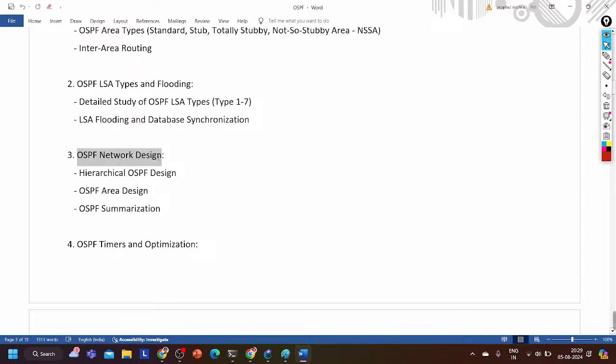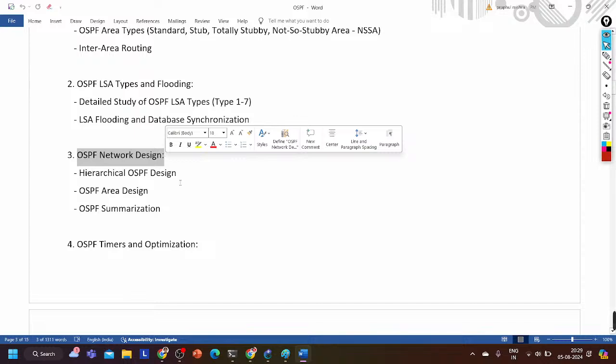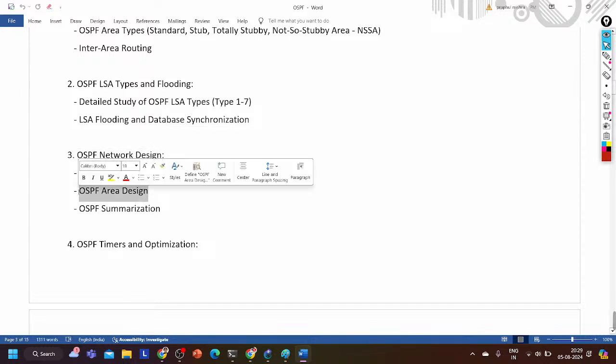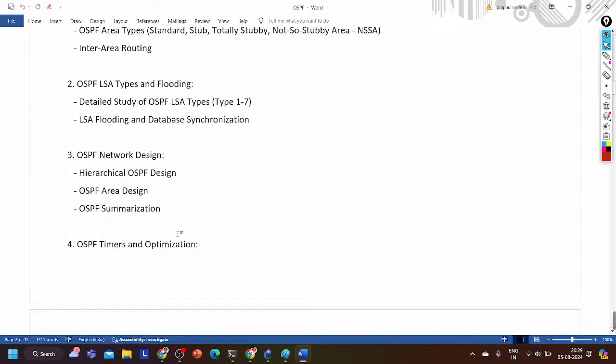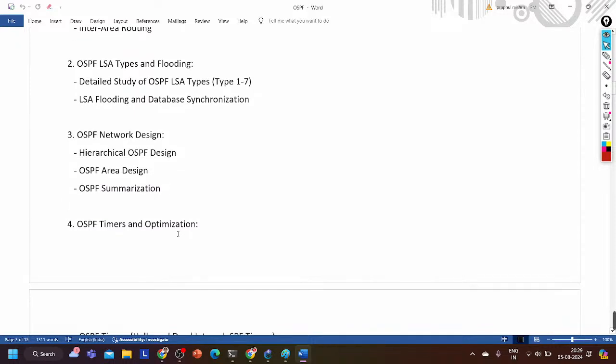Then OSPF network design, hierarchical architecture for OSPF, OSPF area design, OSPF summarization, like how we are going to summarize routes in OSPF. In EIGRP, you know how to summarize by running the command ip summary-address eigrp, AS number, and then summary address and subnet mask. This is how we are summarizing routes in EIGRP. But the summarization concept is different in the case of OSPF.